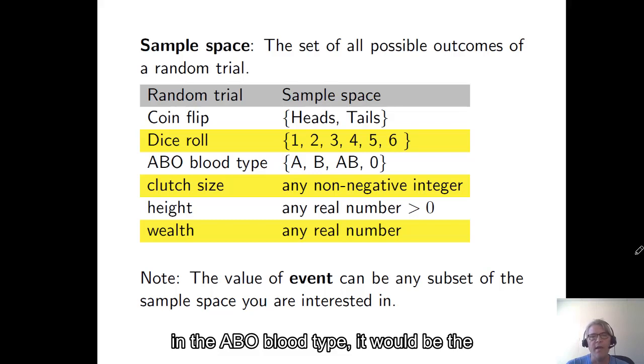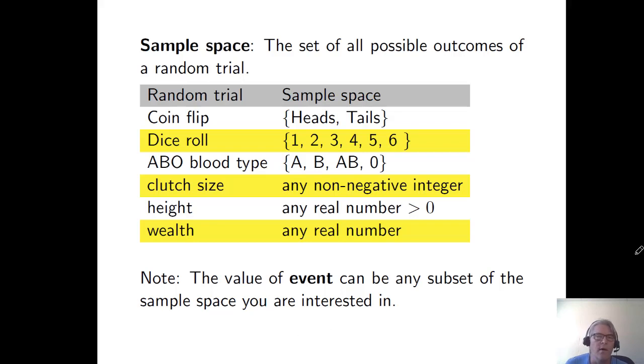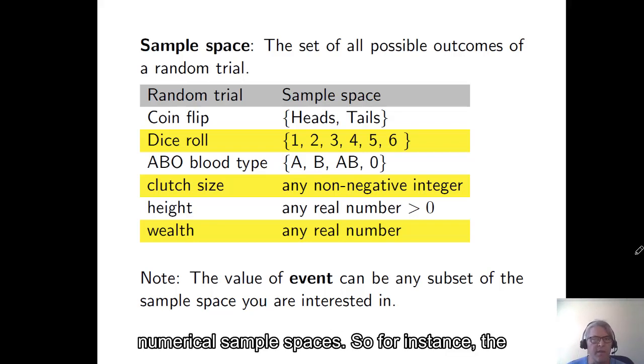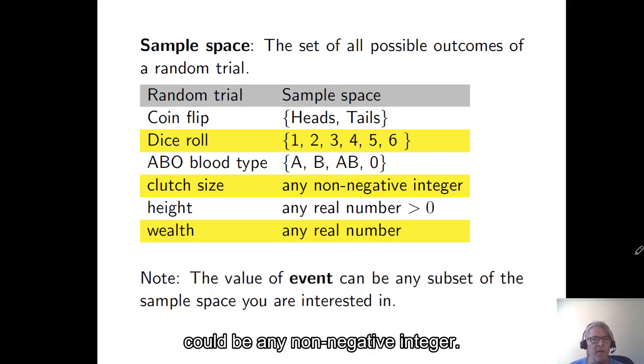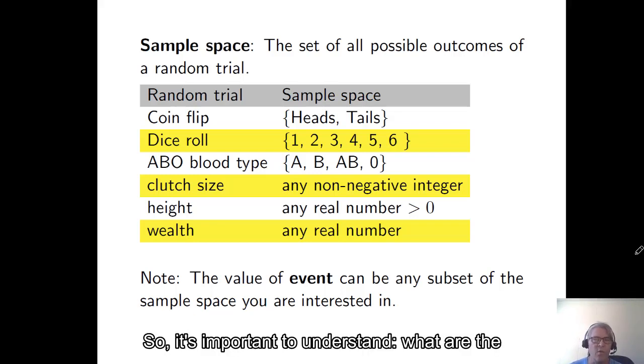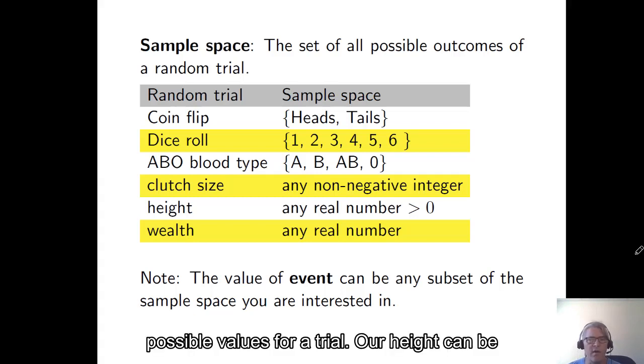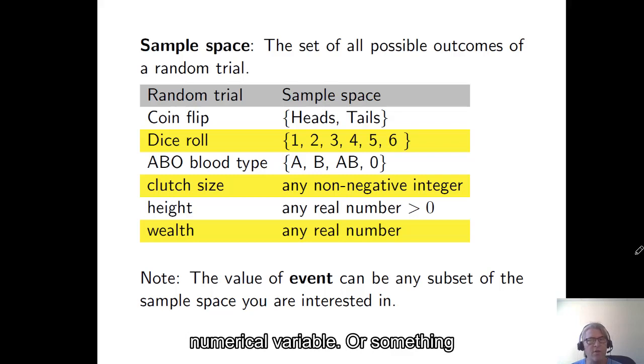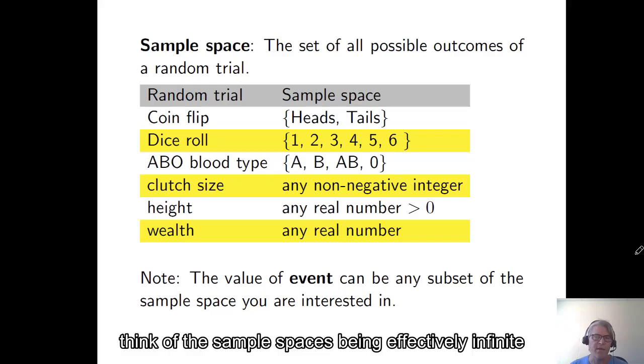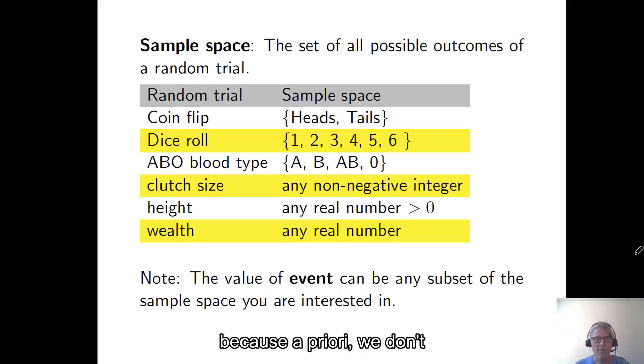In the ABO blood type, it would be the phenotypes at that trait, A, B, or O. You can have numerical sample spaces. So for instance, the clutch size, number of eggs in a nest, could be any non-negative integer. So it's important to understand where the possible values for a trial are. Height can be any real number, so that's a continuous numerical variable. Or something like wealth, you can have negative net wealth, so that can be any real number. Obviously, there are biological limits to what these variables can have, but we can think of the sample space as being effectively infinite because a priori we don't know what the upper limit or the lower limit is.